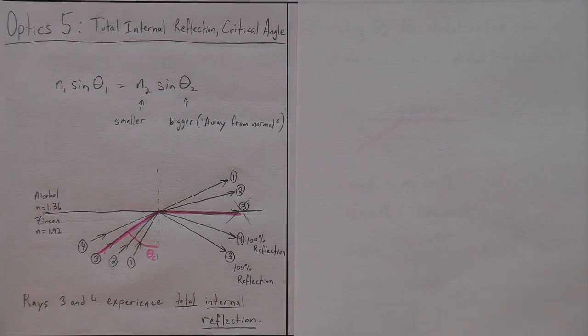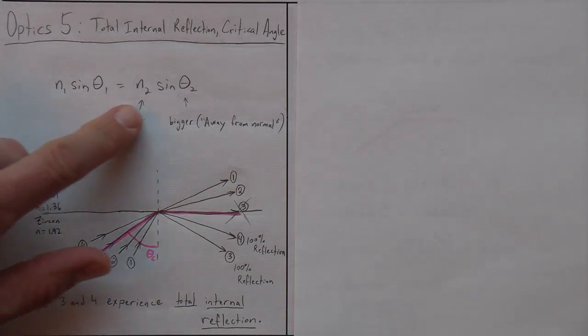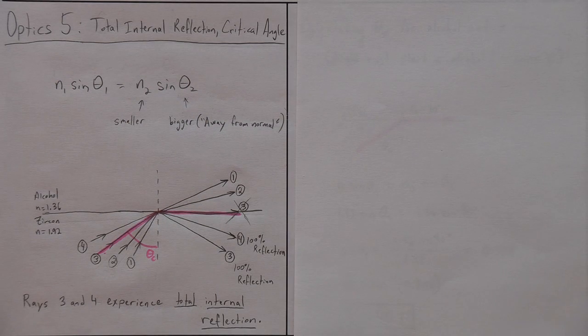What you should have seen in that video with the curved dish is that as you keep increasing the angle in the plastic, eventually there comes a point where the light no longer escapes the plastic. We have total internal reflection. All the light stays within the plastic. So, why does this happen? It's all happening because of Snell's law.